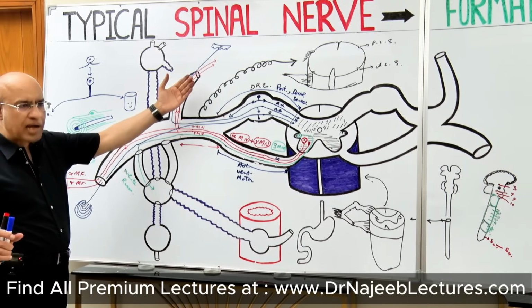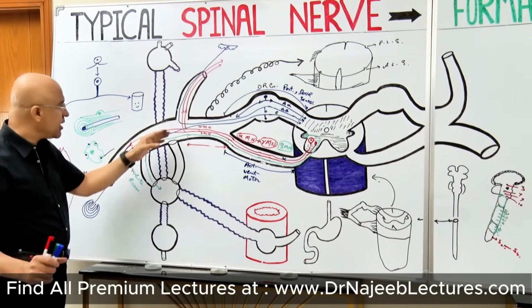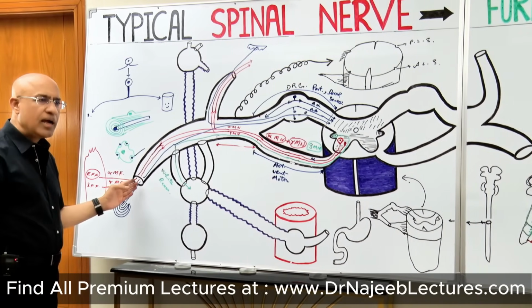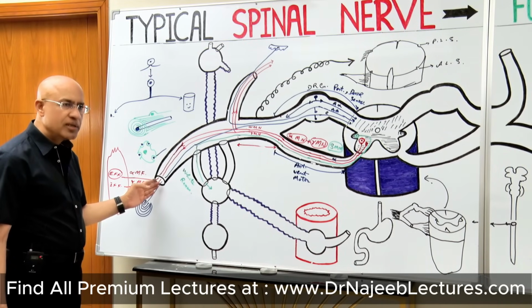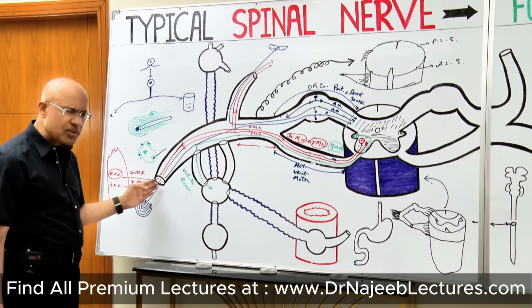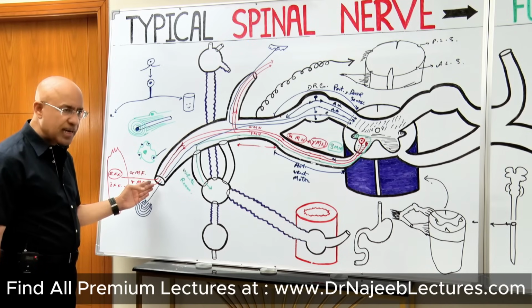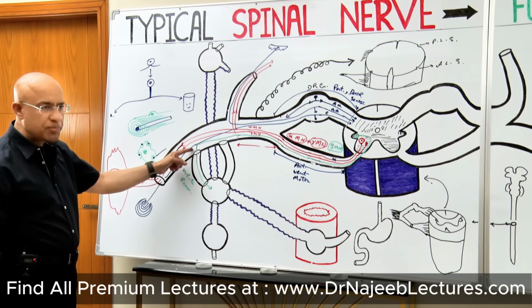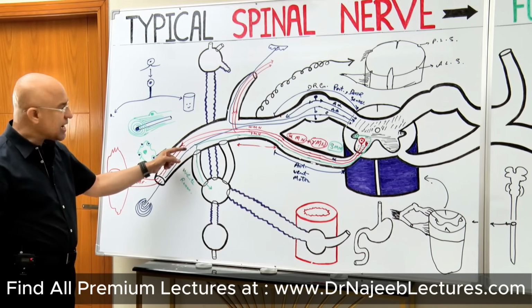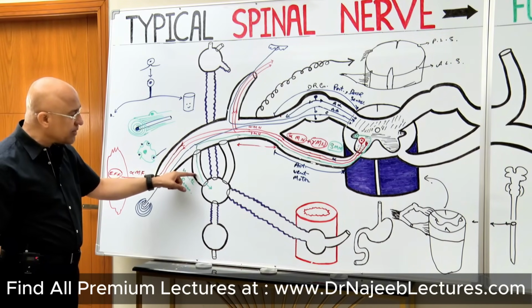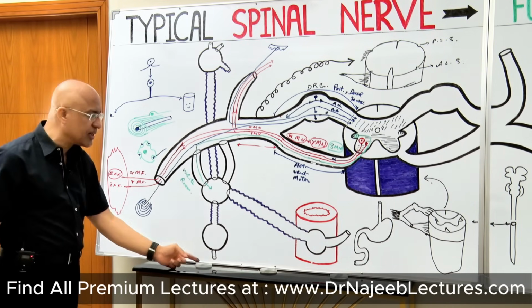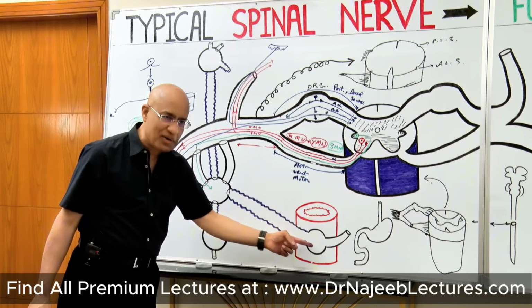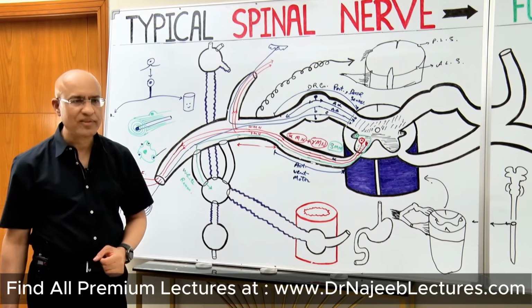Dorsal ramus supplies the back muscles and back skin, and ventral ramus supplies the anterolateral body muscles and limb muscles, and anterolateral body sensations and skin, and sensations coming from the limbs, right? And what about these visceral fibers or autonomic fibers, and why one is called white rami and the other gray rami, why some are ascending, why some are descending, why some are splanchnic nerves? This is what we are going to discuss next. Thank you very much.